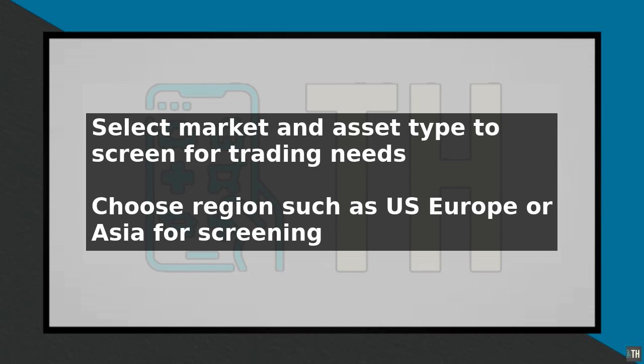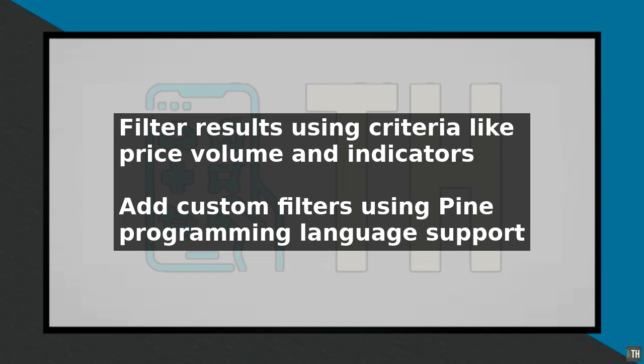To open a specific screener, click on the Screener tab and select the screener you want to use from the list of available screeners. You can also search for screeners created by other users and published on the Tradingview platform.